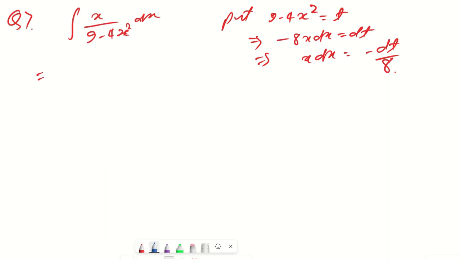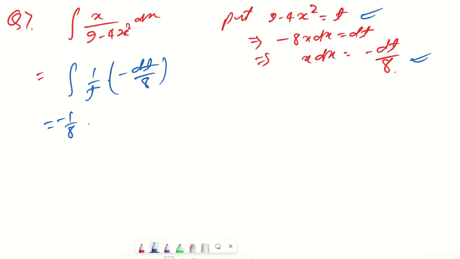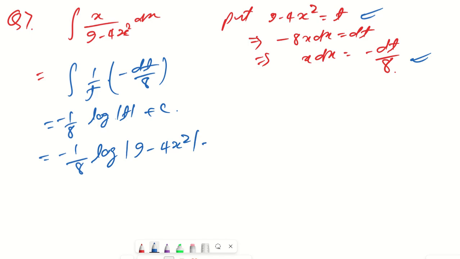So if we replace this, x dx will get replaced by minus dt by 4, and 1 by 9 minus 4x square can be replaced by t. So it can be 1 by t into minus dt by 8. So this is going to be equal to minus 1 by 8, and the integration of 1 by t is log of mod t plus some constant c. Then minus 1 by 8 log of mod t, where t is 9 minus 4x square, plus c. So this was very simple.